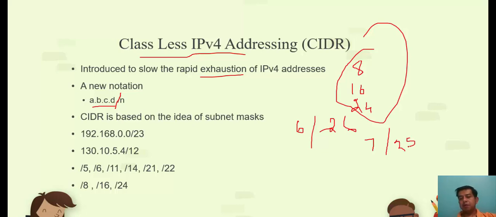Clear? So there's a very small organization which needs to connect only a very few number of computers, say 20-30 computers. So in that case, a huge number of bits can be used for the network part. Say I can use 27 bits for the network part, and 5 bits for the host part. So simply 2 to the 5 number of computers can be connected. So depending on my requirement, I can have any addresses. So the number of computers that can be connected depends on the number of bits used for the network part and the number of bits used for the host part.